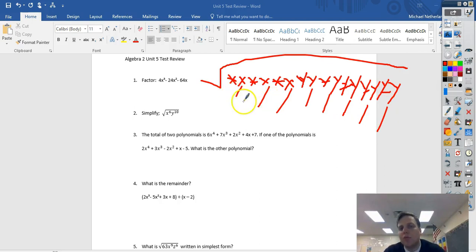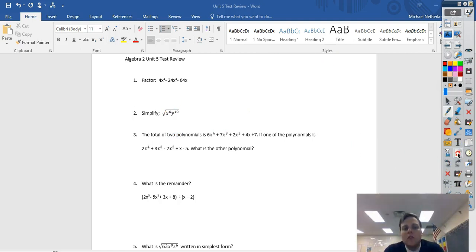So, we have 3 x's that are living and no x's left underneath. So that gives me x cubed. Then we have 1, 2, 3, 4, 5 y's that are living and no y's underneath. So we get x cubed times y to the 5th, and there's nothing left underneath the square root, so then that's our answer. Okay?